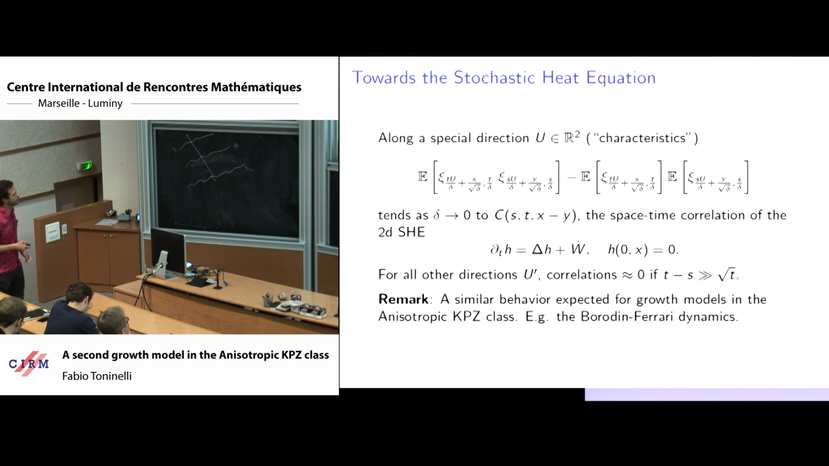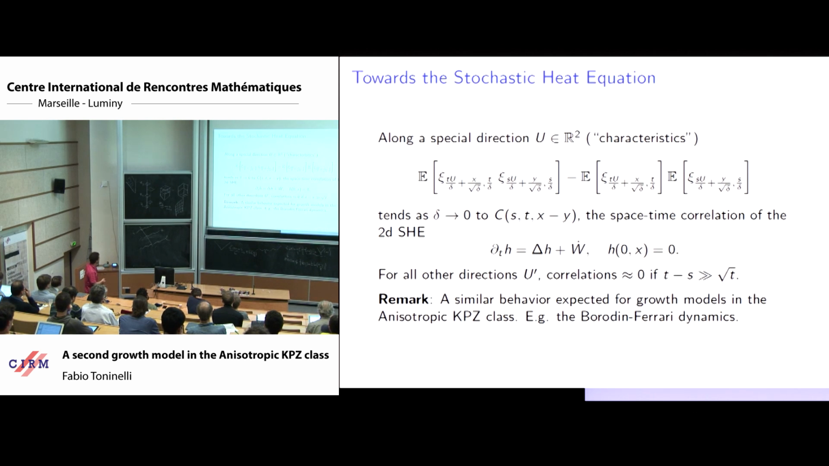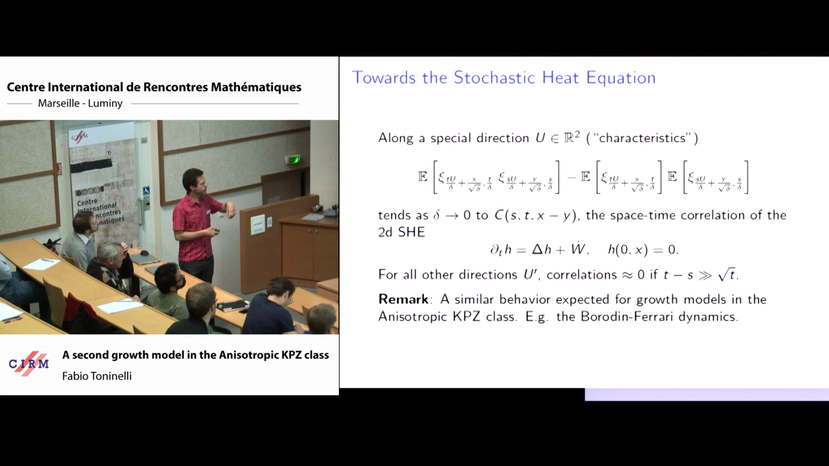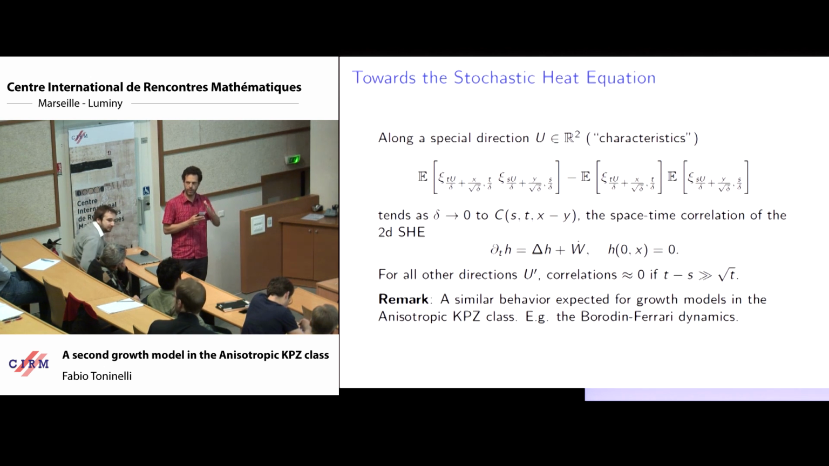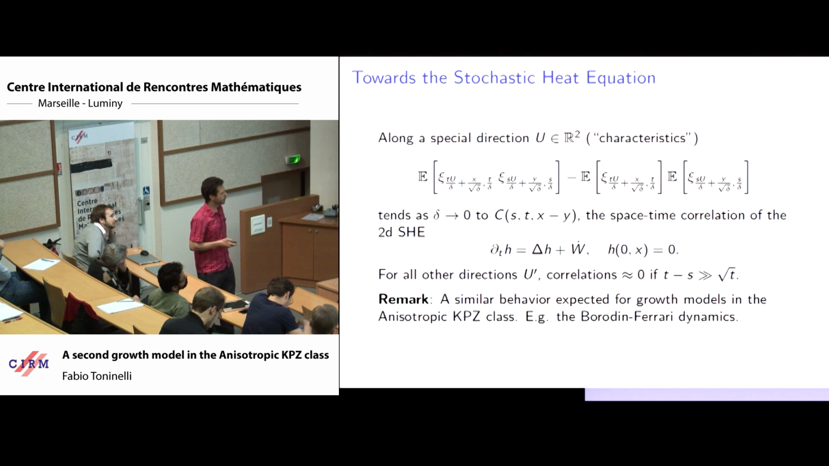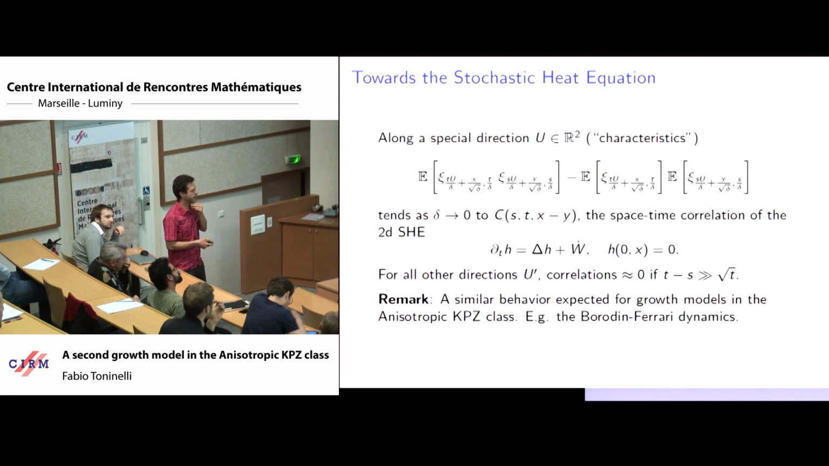Okay, it is what it is. If you choose another direction instead, you have a much faster decay of correlation. This should recall what Patrick mentioned yesterday about slow correlations in the TASEP. If you choose the right characteristic direction, you will find correlation decay very slow in time. If you choose another direction, you will not. A similar phenomenon of slow correlations along a characteristic direction should hold for the true discrete Brownian-Ferrari dynamics, but that is at the moment out of reach.